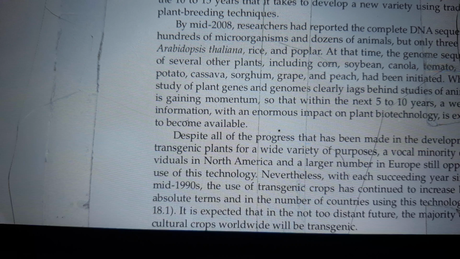By mid-2008, researchers had reported the complete DNA sequence of hundreds of microorganisms and dozens of animals, but only three plants: Arabidopsis thaliana, rice, and poplar. At that time, the genome sequencing of several other plants, including corn, soybean, canola, tomato, cotton, potato, cassava, sorghum, grape, and peach, had been initiated. The study of plant genes and genomes clearly lags behind studies of animals, but it is gaining momentum, so that within the next 5 to 10 years, a wealth of information with an enormous impact on plant biotechnology is expected to become available.